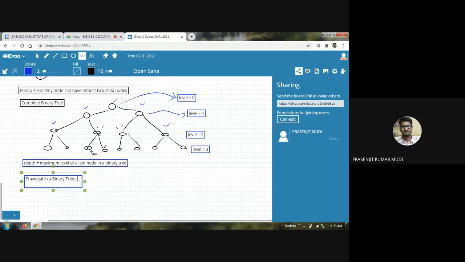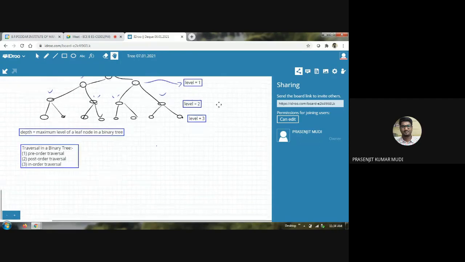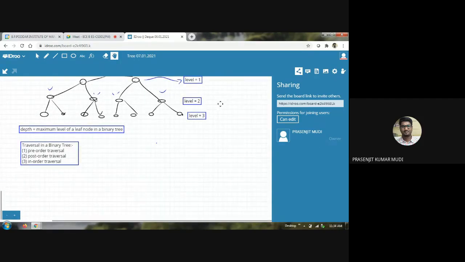Traversal in a binary tree. The traversal mechanisms in a binary tree are of three types: pre-order traversal, post-order traversal, and in-order traversal. This traversal mechanism has a very important relation with expression evaluation, which we have done using stack, infix, postfix, prefix. So this traversal mechanism finds an important application in evaluating an expression using stack.